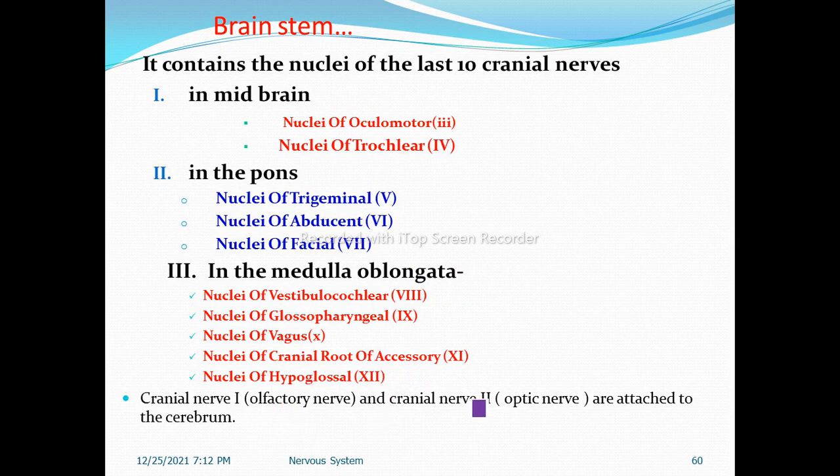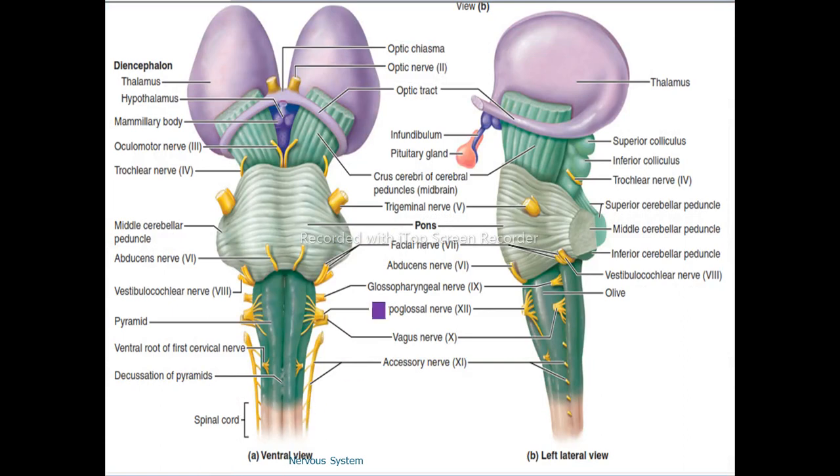Cranial nerve 1 and cranial nerve 2 are attached to the cerebrum. Let me show you. This is the ventral view, and this is the lateral view. This is the diencephalon, the thalamus, this is the hypothalamus, and this is the mammillary body. As we have mentioned, this is the optic nerve, the optic chiasma, and the optic tract. These are found on the cerebrum.